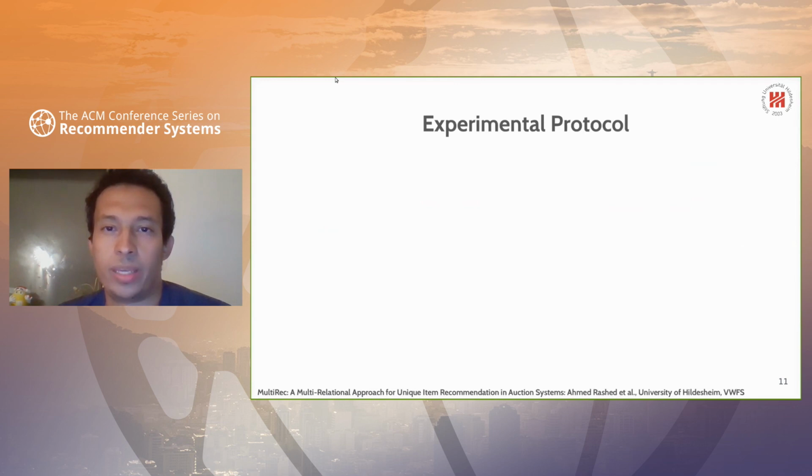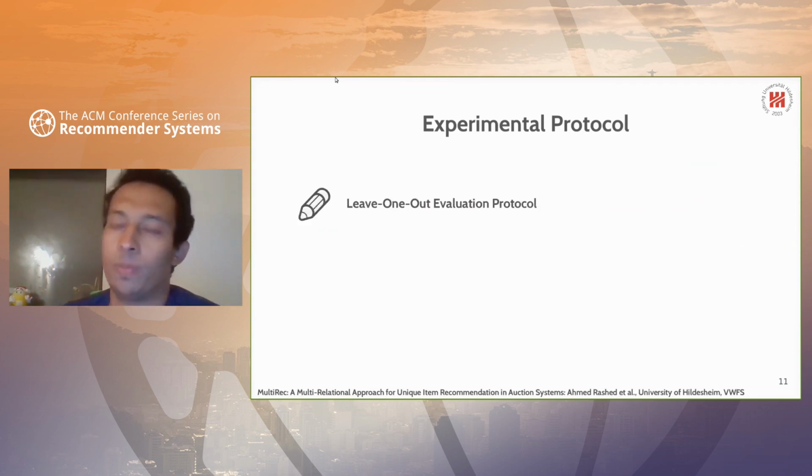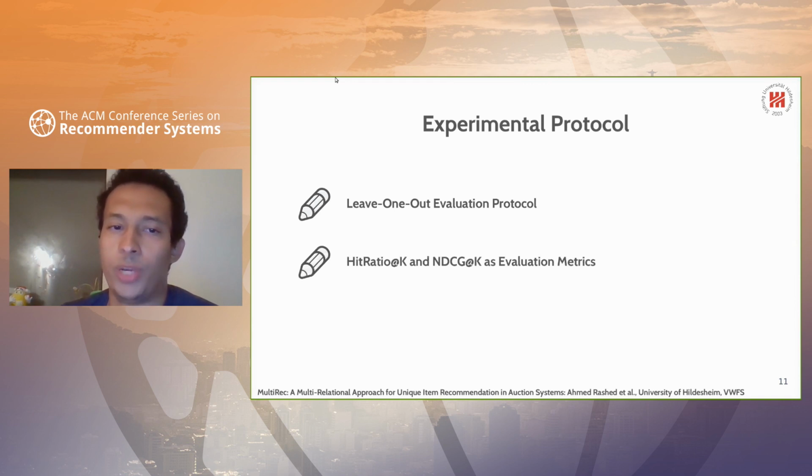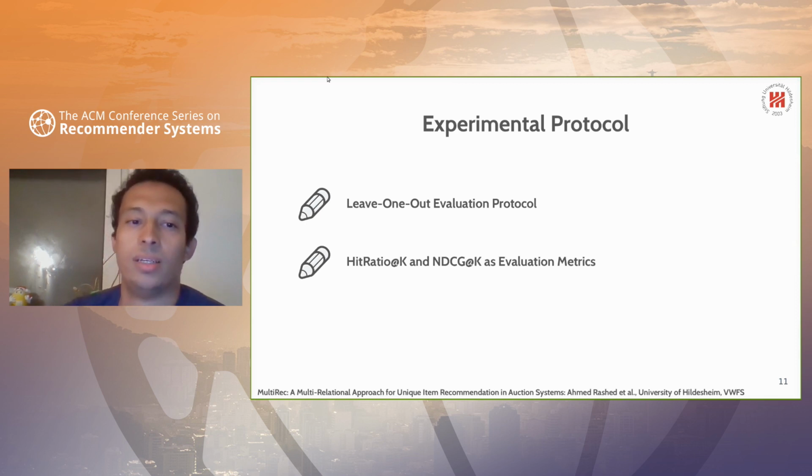So now we can jump to the experimental protocol. We used the leave one out evaluation protocol, and we used the hit ratio at K and NDCG at K as evaluation metrics. In the leave one out protocol, we didn't use the traditional way of sampling items. We didn't sample negative items across the whole data set, because this will give us unrealistic metrics. Because in real life or in the production phase, all items exist at the same time period. So what we did was sample the negative items from the same time period as the positive item. Otherwise, it will give us a very high hit ratio and NDCG that won't match the production phase.